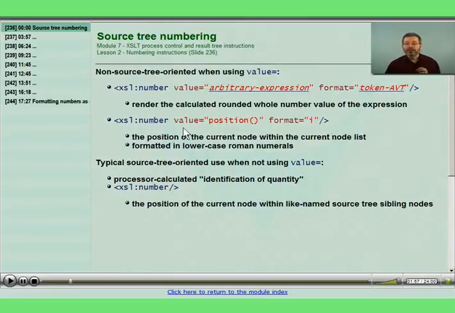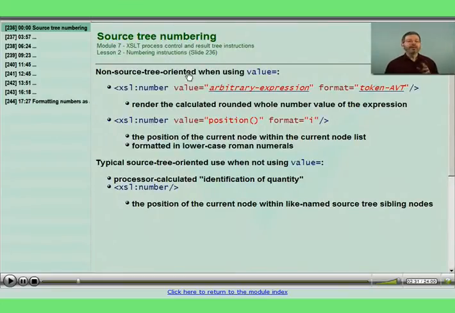My XSL number use here passes the position function as the value, and the token lowercase i tells the processor to add that position to the result tree using lowercase Roman digits. And I don't have to be the programmer to convert a number into lowercase Roman. I just ask the processor, please use lowercase Roman in the presentation of this number in the result tree.